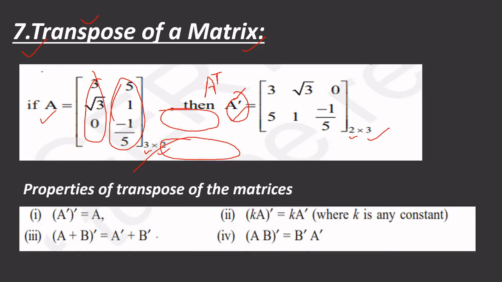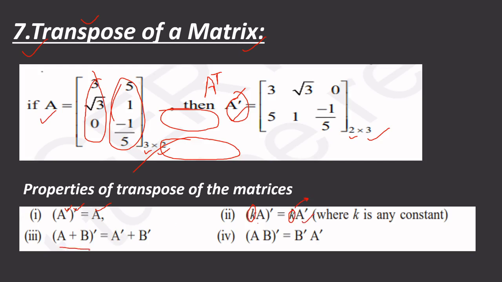What are the properties of the transpose matrix? If we transpose A and again transpose it, we get A. Simple. If K is a scalar quantity and we multiply it with A, the whole transpose is equal to K into A dash. A scalar has no transpose in itself, so K is multiplied with A transpose.